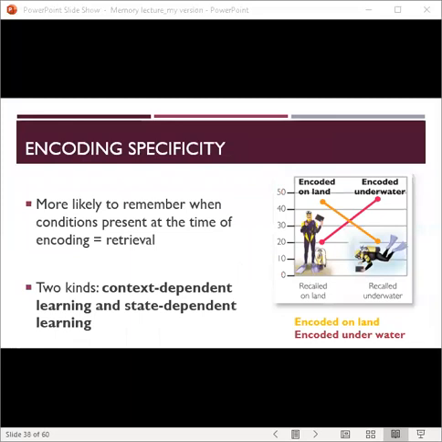Encoding specificity is the phenomenon in which the conditions under which we try to retrieve information are similar to the conditions in which we've encoded it. There's 2 kinds: context-dependent learning and state-dependent learning. With context-dependent learning, we're better at retrieving something when the external context of the original memories matches the retrieval context.